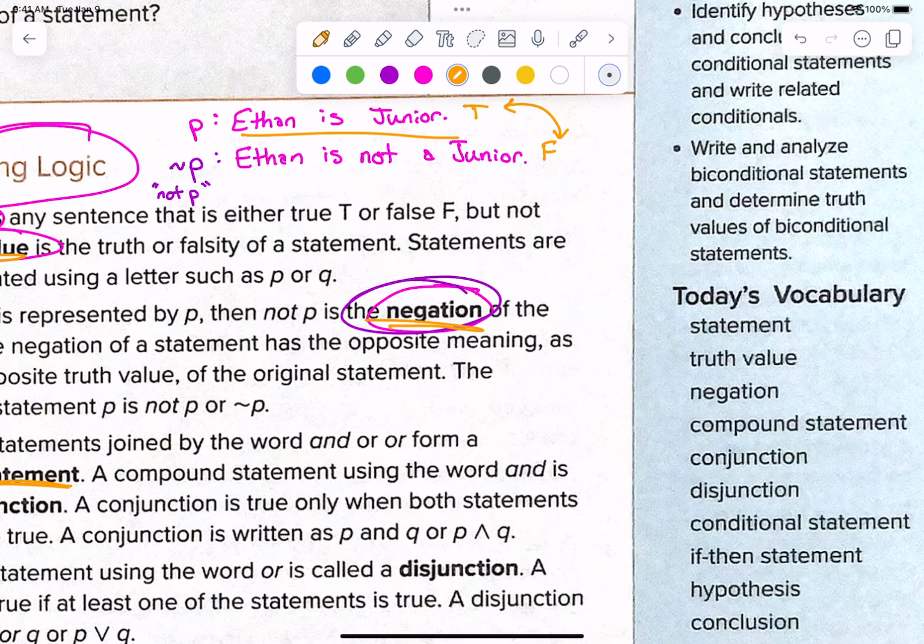Let me switch it around. Let's say Ethan is a boy or Ethan is a freshman. Is that true or false? That he's either a boy or a freshman? True. That's true, right? Okay? So when we get to ands and ors, you've got to be careful, all right?